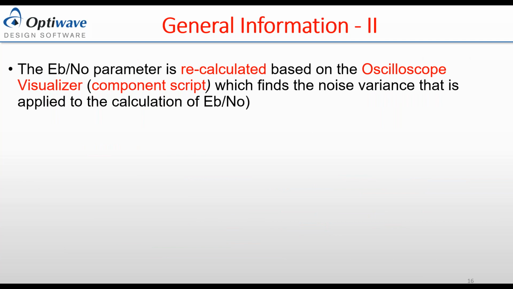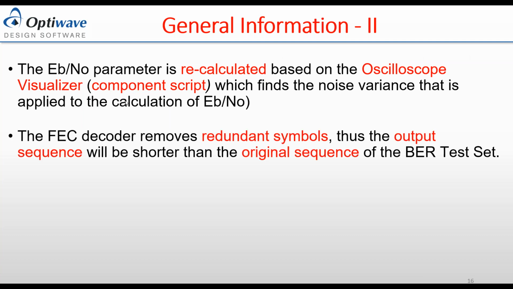The other thing, in the components used here, is an oscilloscope, which is a visualizer, and the oscilloscope has a script in it which enables it to calculate the noise variance. This noise variance is used in the script to recalculate the noise level, and this noise level will be imported to the calculation and used for normalization processes and comparison.